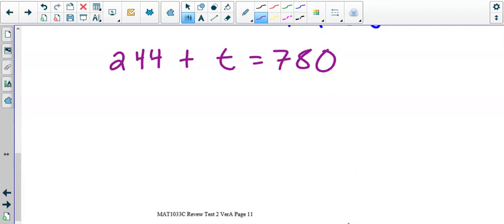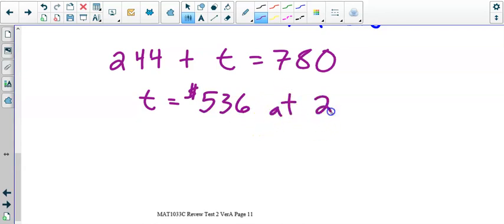So we're going to have 244 plus T equal to 780. What's T have to be? 536. So $536 at 2%. There's the answer. And again, you could have done substitution on this one too. Take the top equation, solve for one of those variables really easily, and then plug it into the other guy.